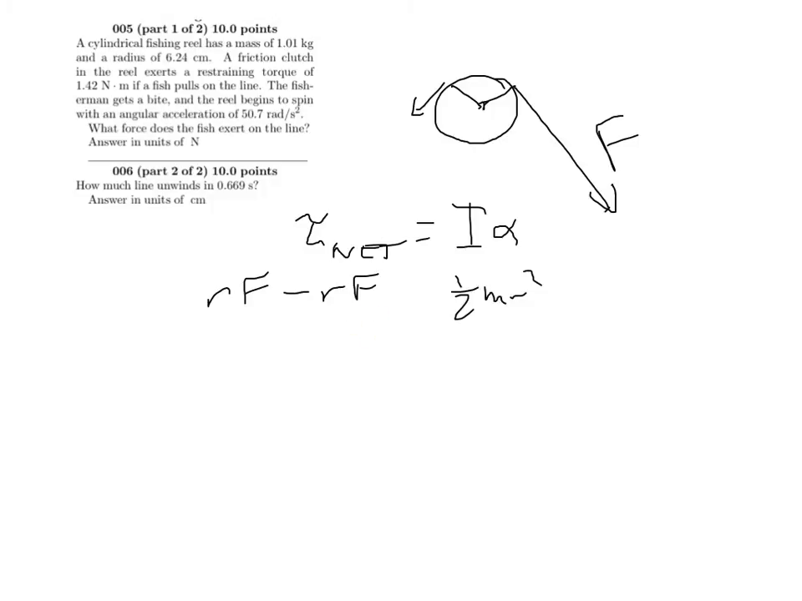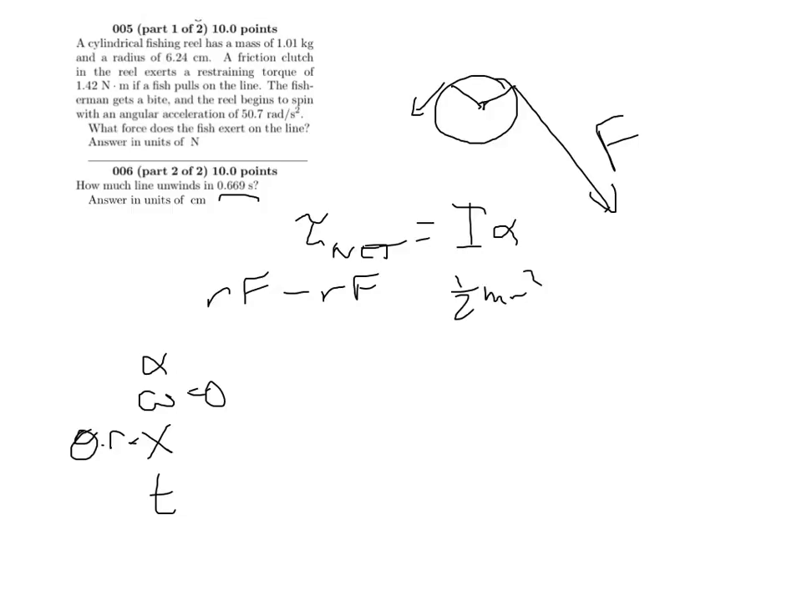The next question says, how much line unwinds in this amount of time? Well, now I know my alpha, I know my initial omega is 0. I'm looking for the amount of line, so I'm actually looking for an x. But if I can solve for theta, then I can use theta times r to give me x, or x divided by r giving me theta. I want centimeters. And then I know that my initial velocity is 0, and it gives me the amount of time, so I know time.